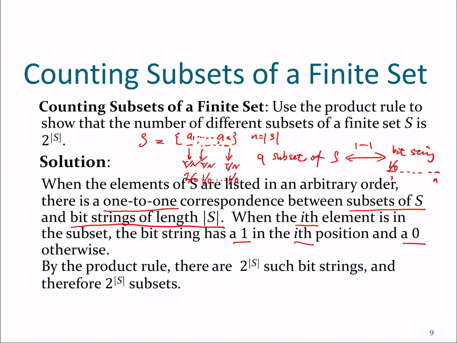We use the counting skill to calculate how many bit strings of length n there are, and we can easily find out each position has 2 choices. So this is 2, 2, and 2, and there are n of 2s together. So that's 2 to the nth power, and n equals the cardinality of capital S. Therefore, the final answer is 2 to the cardinality of capital S. This tells us the size of any set's power set.